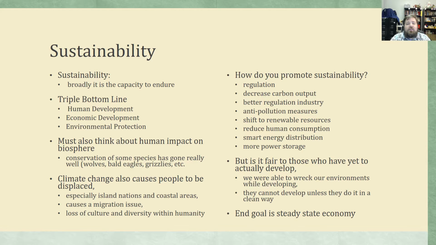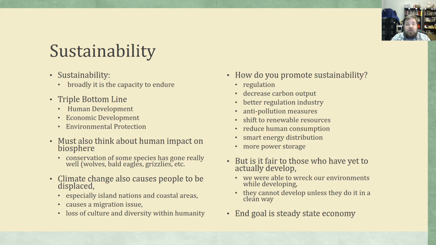Right, so this means we need to think about human impact on the biosphere and the climate, right? How do we impact other species? Generally speaking, some conservation efforts have been really successful. Wolves, bald eagles, grizzlies, all of these have recently come off of the Endangered Species Act list because they're coming back. Conservation efforts are working along most lines, especially for these kind of marquee animals. But this also has an impact on the climate around us, right?